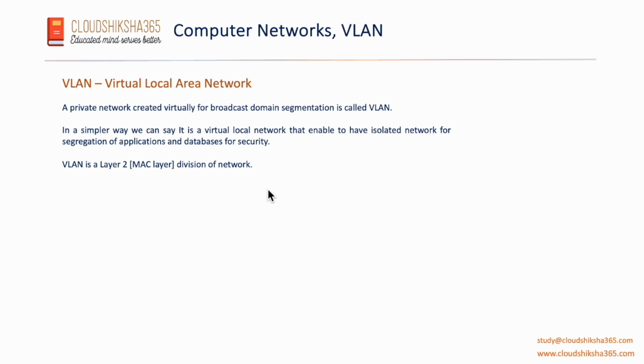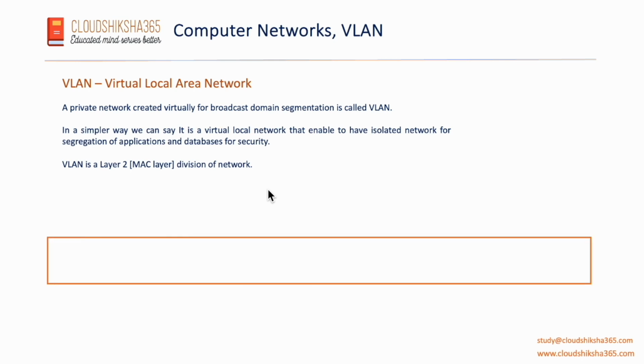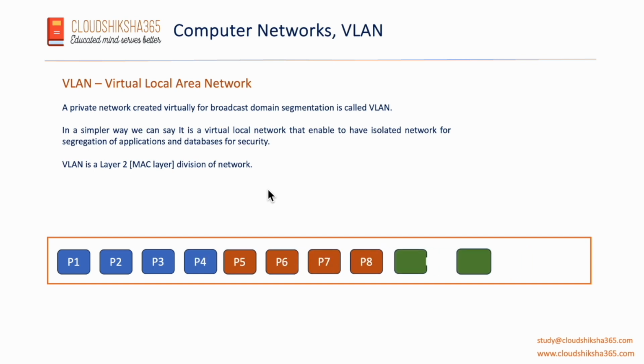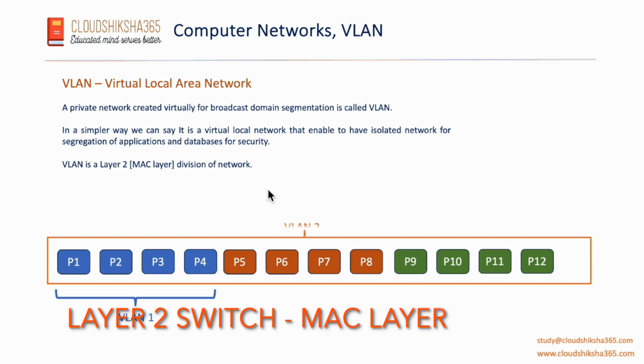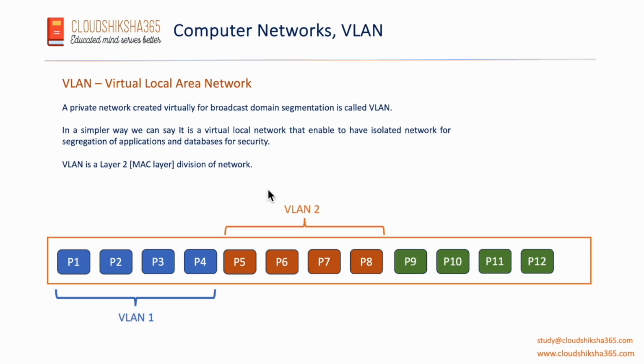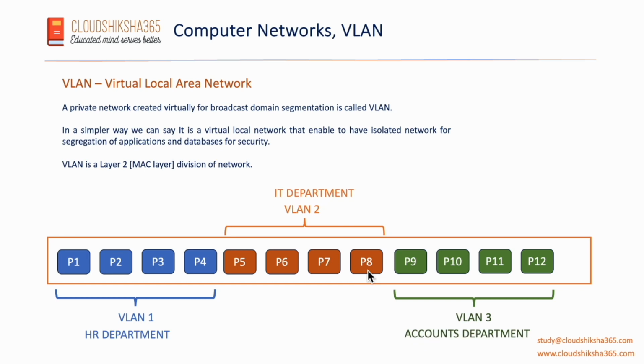But for now, this VLAN works on layer 2, which is actually the MAC layer, and it helps to have the division of the network. Let's say this is a layer 2 switch. Here I'm assuming it has 12 ports. What we want to do is create one virtual LAN, which I call VLAN 1. Then we created another virtual LAN, which we call VLAN 2, and another one, VLAN 3. To VLAN 1 we connected 4 computers or laptops, and that is for the HR department. Then maybe VLAN 2 is for the IT department, and VLAN 3 for the accounts department.